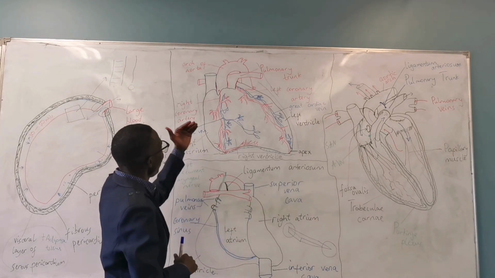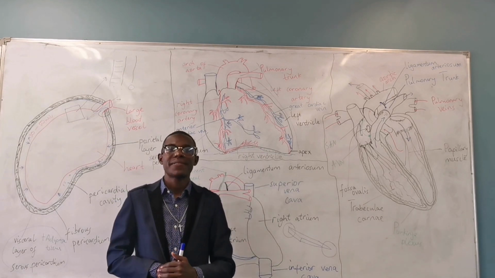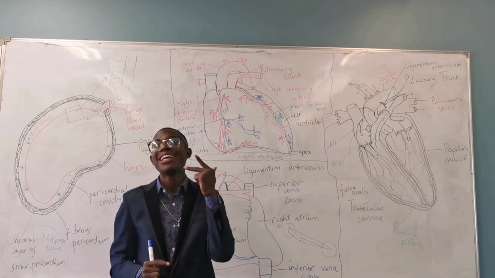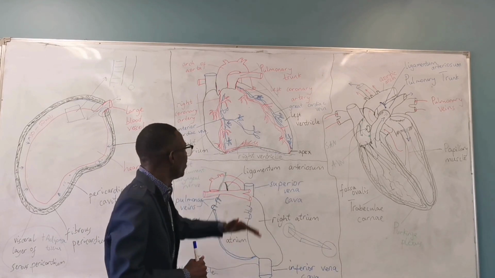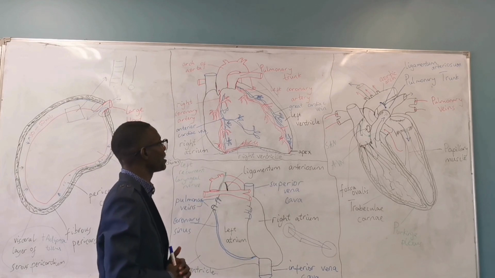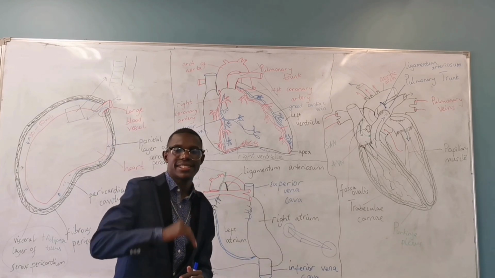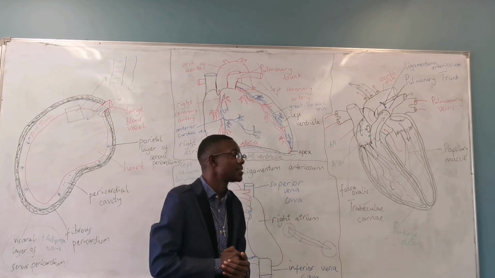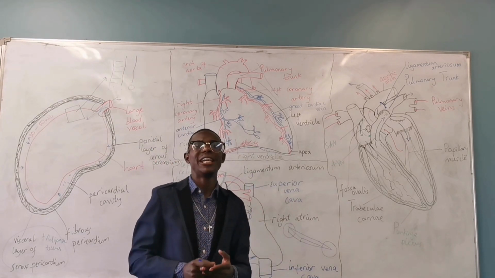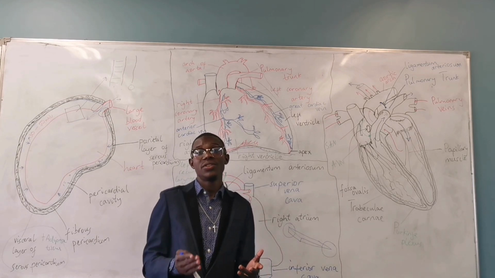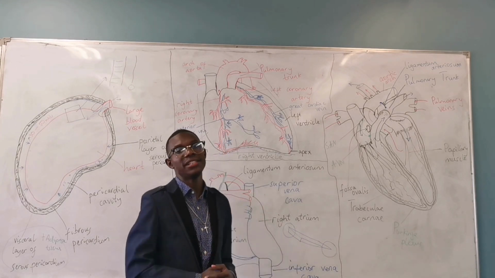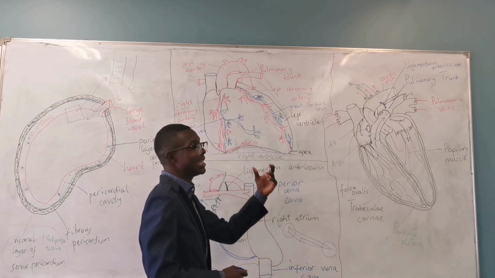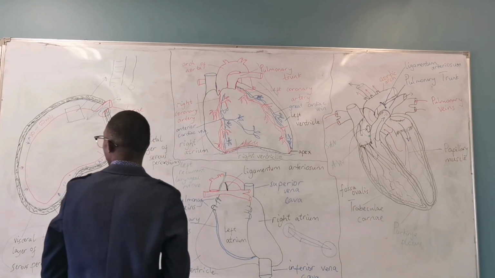Then the left border of the heart is made by 2 things: the left auricle of the left atrium and the left ventricle. The superior border of the heart is made by the left ventricle, where it gives rise to the apex of the heart. And then the inferior border is made by the ventricles, the left ventricle and the right ventricle. So that is what you need to take note of, the borders of the heart.